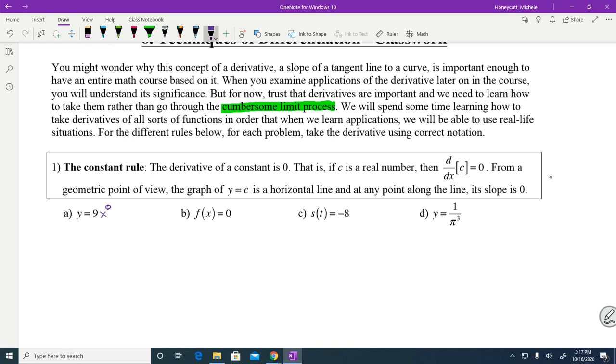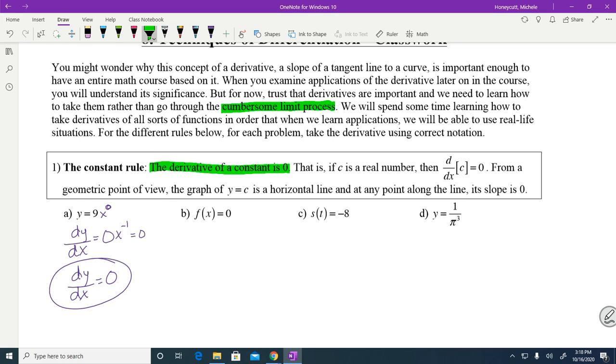So I'm writing it like that just to illustrate how this works, because we can do it the same way. So if I were to apply the constant multiple rule, I'd multiply 0 times 9 to get my derivative, dy dx. 0 times 9 is 0, x to the negative 1, and anything times 0 is 0. So the derivative of 9 is 0. And that's the constant rule. The constant rule says the derivative of a constant is 0. It's always 0, no matter what.